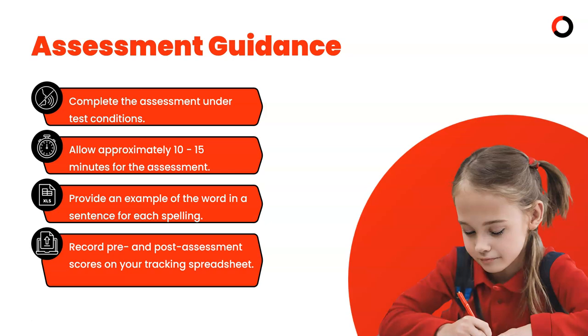So final assessment guidance: complete the assessment under test conditions. Allow approximately 10 to 15 minutes for this. If you can, provide an example of the word in a sentence for each spelling, and then record the pre and post assessment scores on your tracking spreadsheet and then in the What Work Teachers platform. So that's the end of your implementation guidance. The next thing to do is to download your research protocol, the resource folder, and then start your trial wizard.